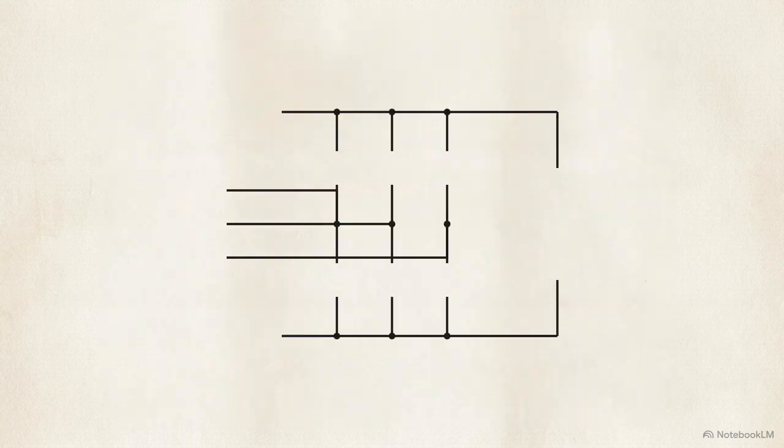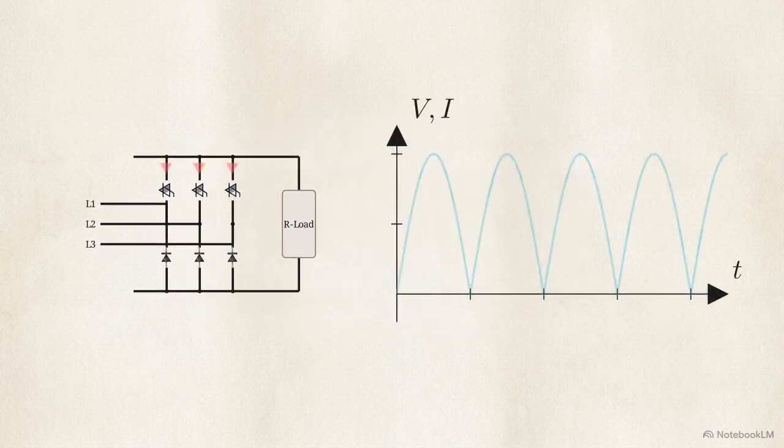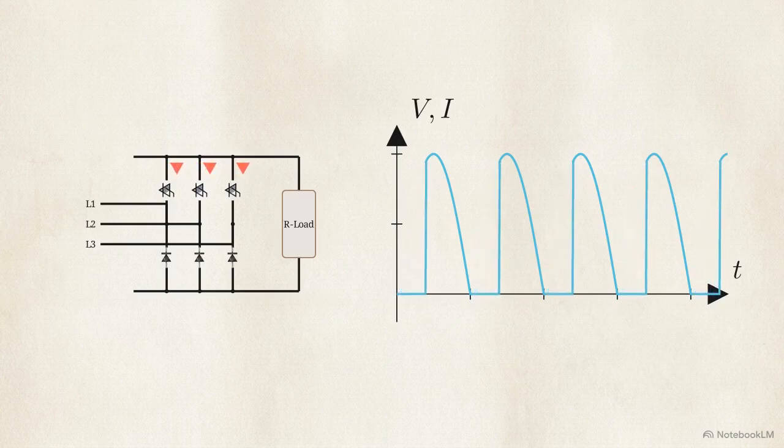This schematic shows a 3-phase semi-controlled bridge thyristor rectifier. By using phase angle control to intentionally delay the firing of the thyristors, we can vary the average DC output voltage. Look at the plotted waveform for a purely resistive load. The current rigidly follows the voltage waveform. The moment voltage drops to zero, the current stops.